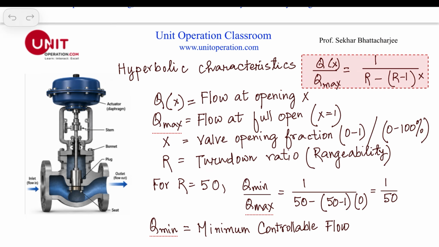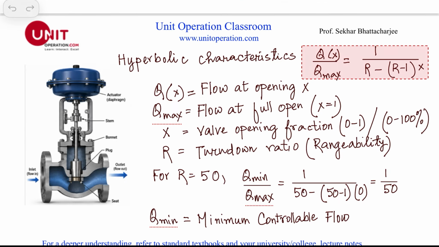We'll see what turn-down ratio means. Q is the flow rate at any X position. So what is X? X is the valve opening fraction. The stem position moves. X is the actual stem displacement from the reference of the closed or minimum position, divided by the total displacement from the closed or minimum position to full open. So that's just a ratio, and this ratio goes from 0 to 1.